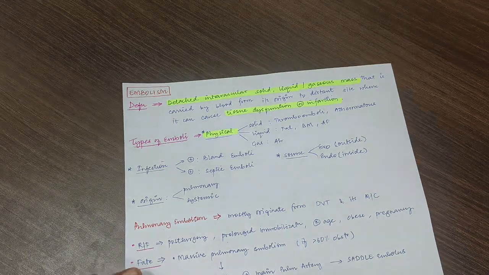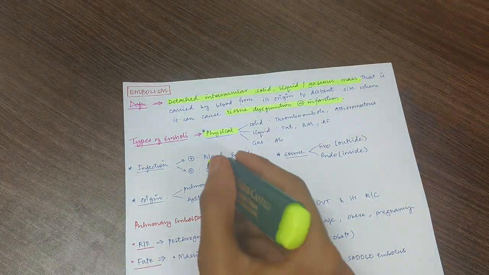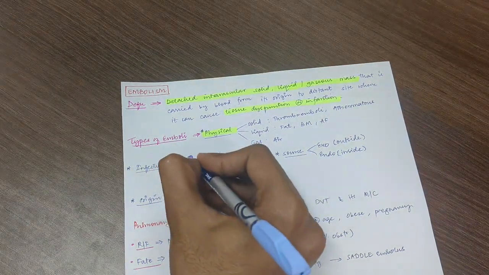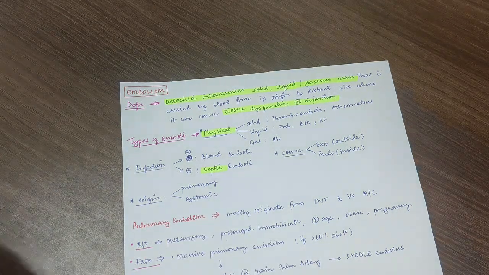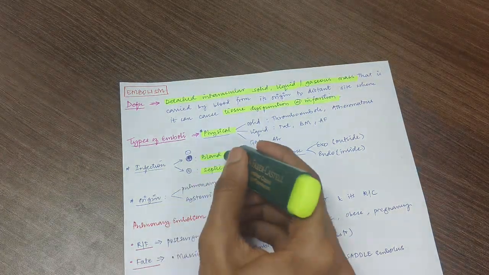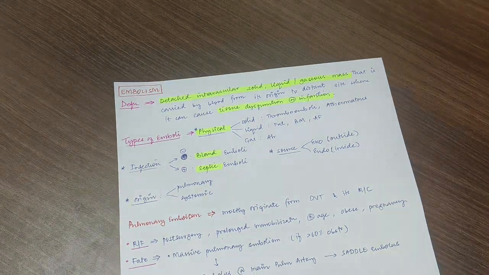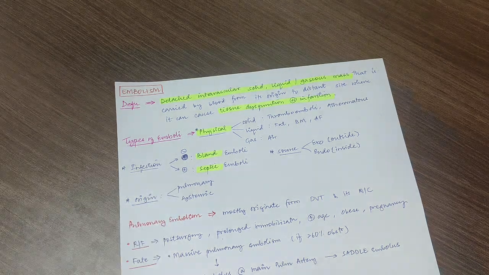Next, infection, whether infection is present or absent. If it is present, it is septic emboli. I have written both present, sorry. If it is absent, then it is called bland emboli. Source, it can be exogenous or endogenous. Next, origin, it can be pulmonary or systemic.